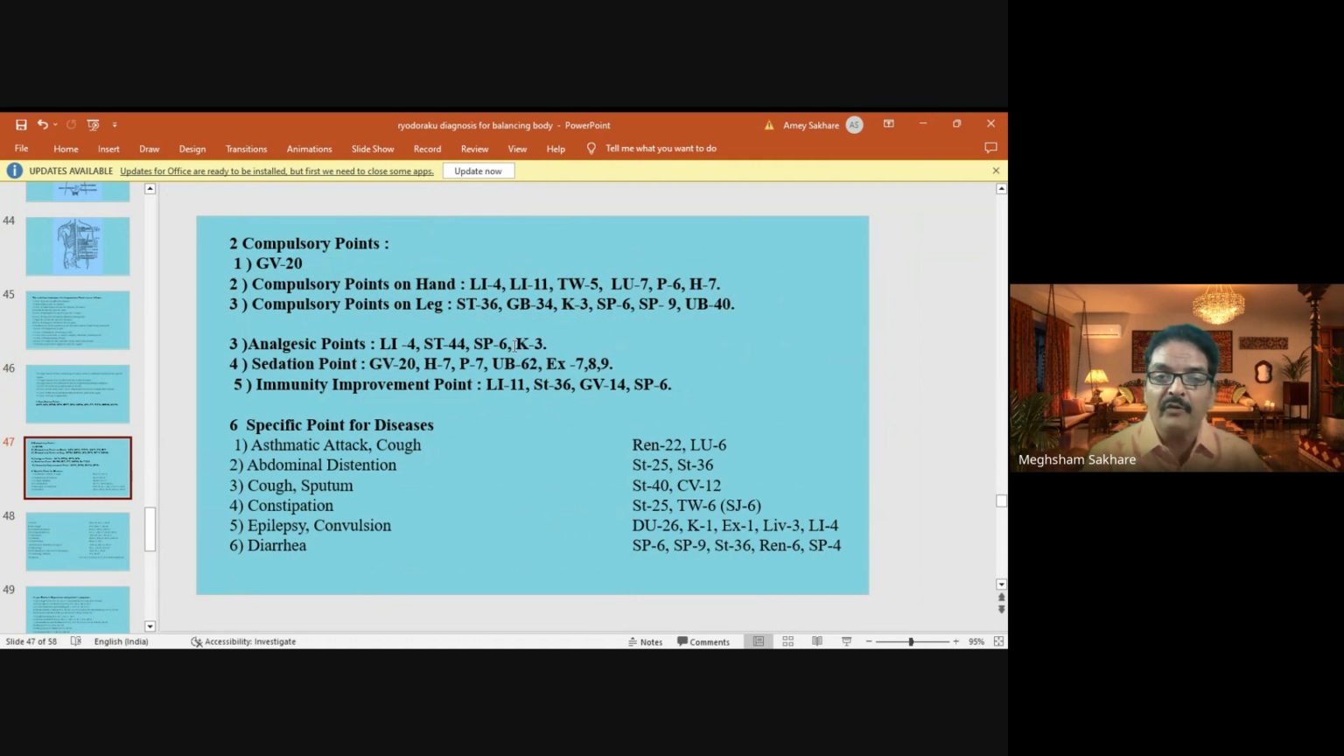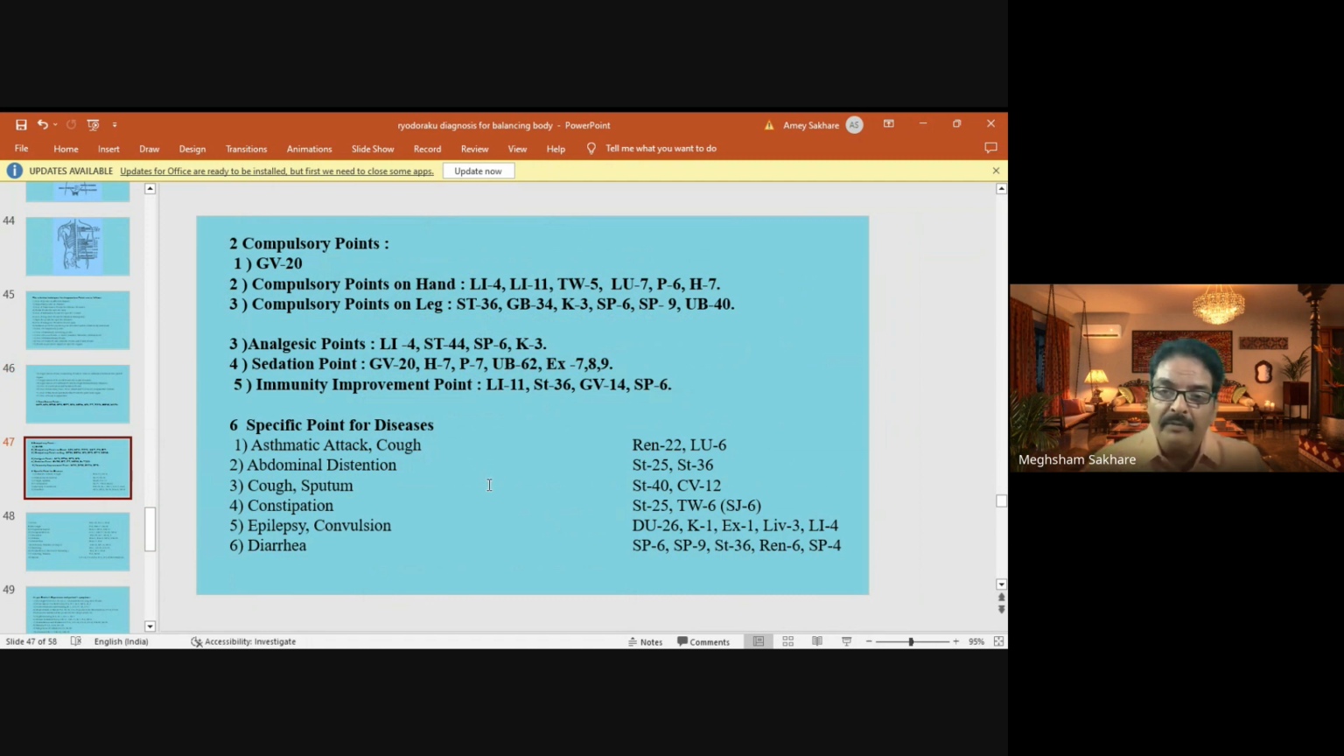Analgesic points: Li4, stomach 44, SP6, K3 are the analgesic points. Sedation points: GV20, H7, P7, UB62, extra 789. Immunity improvement points for infectious disease: Li11, stomach 36, GV14, SP6. Specific points for the specific diseases.